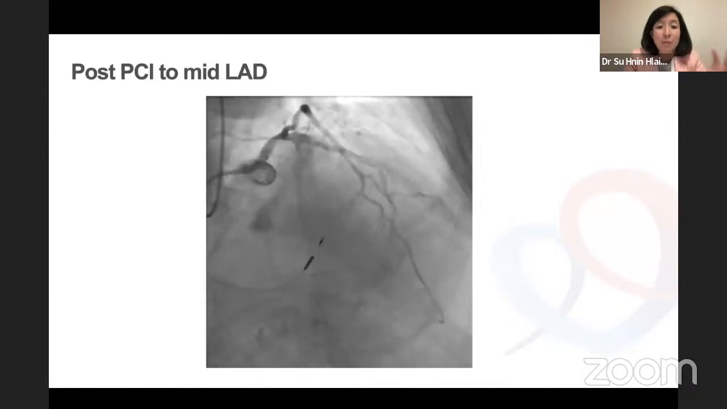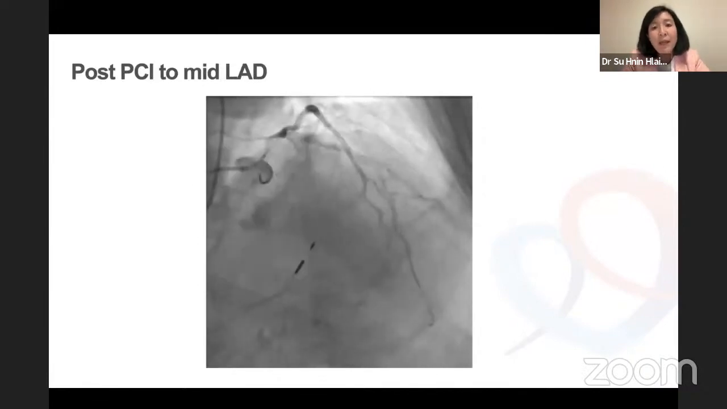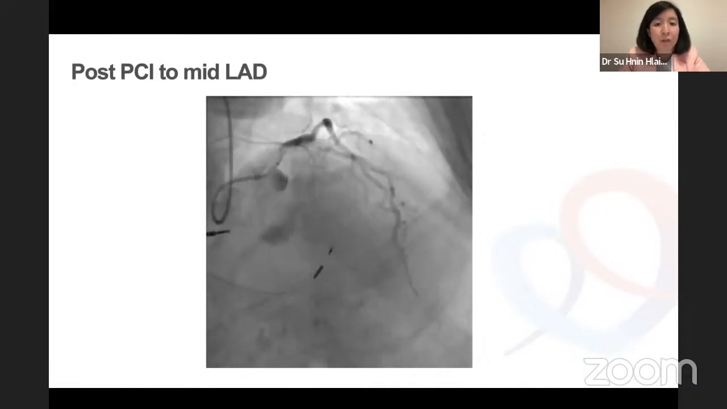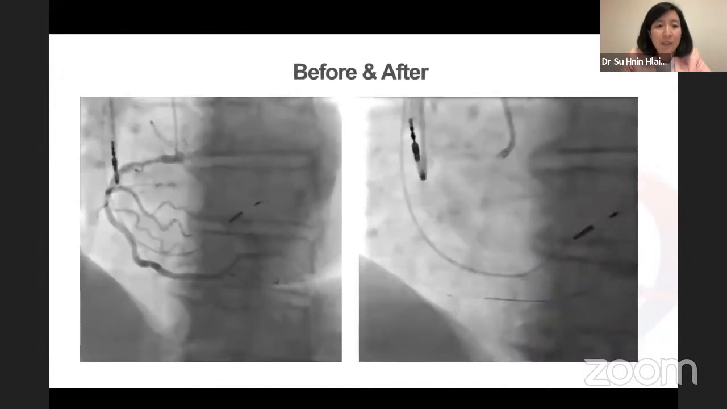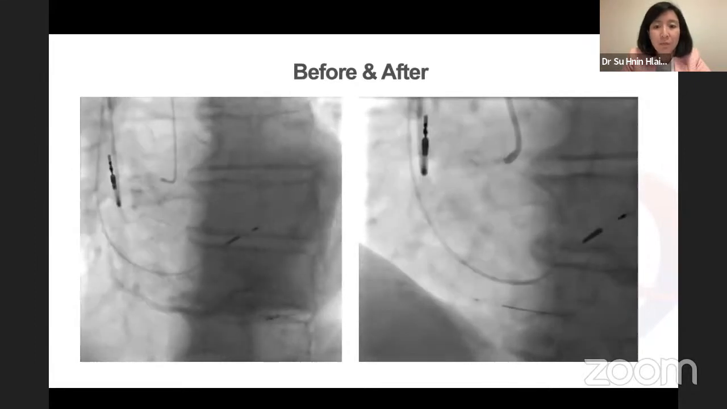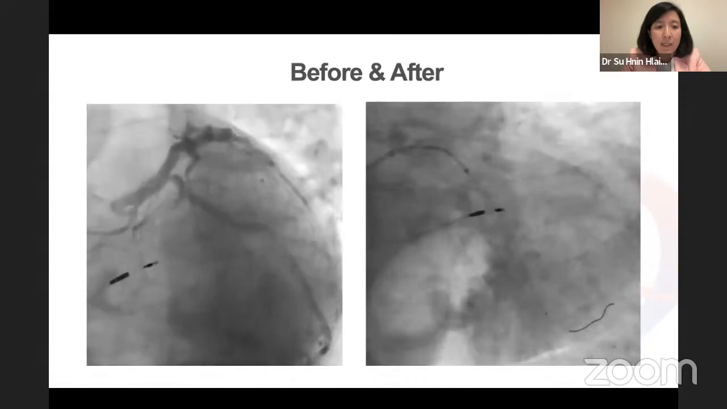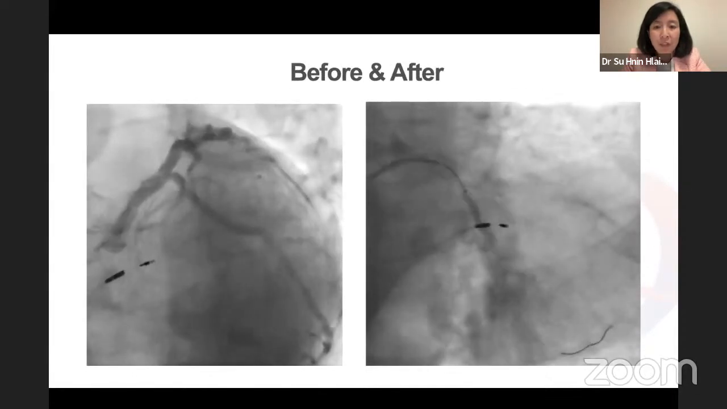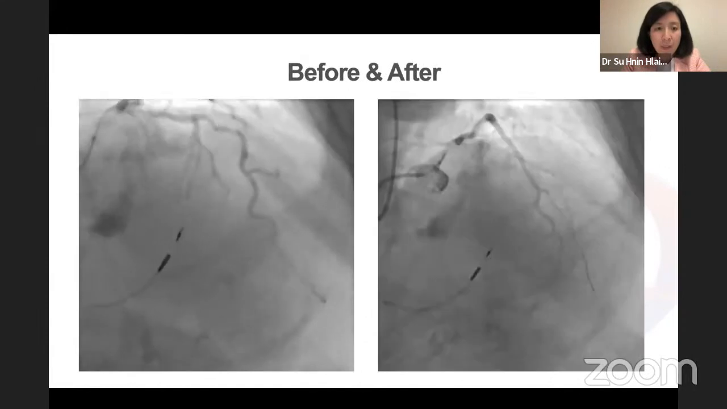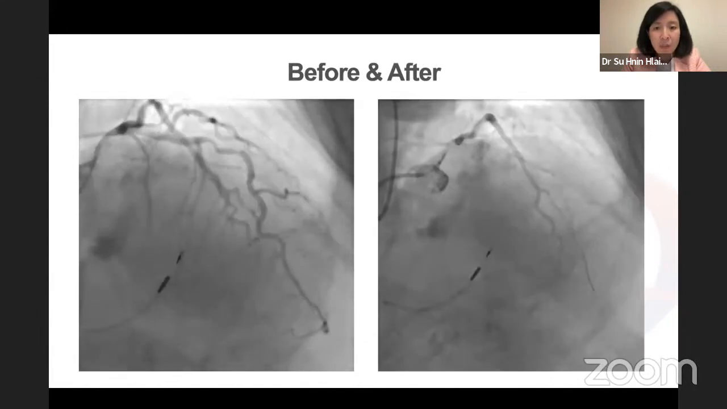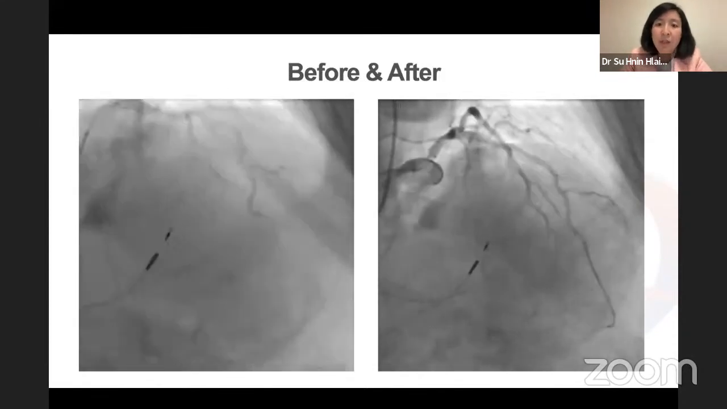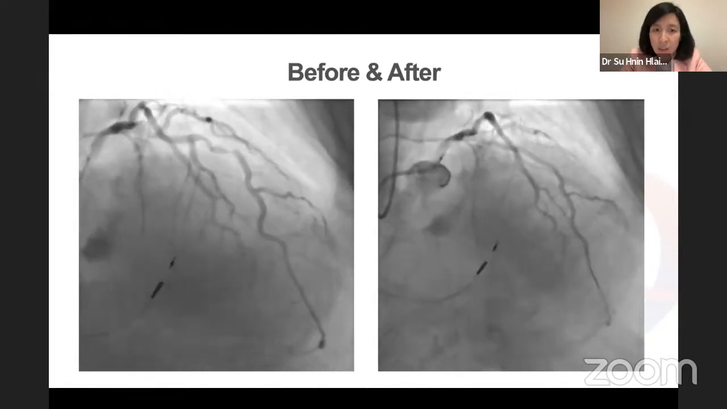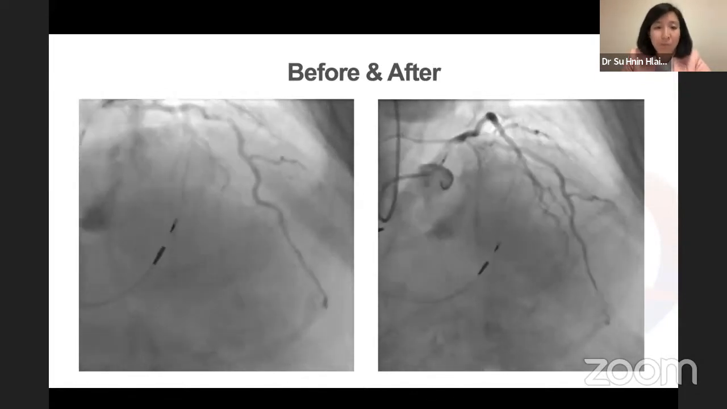Unfortunately, I couldn't find it. We did the IVUS before PCI to the LAD as well, but all the images were gone, couldn't find it. So this is the pre and post PCI of the RCA. And this is pre and post of the mid left circumflex. And this is the pre and post pictures of the mid LAD. So he has been pain free after that, and no more admission to the hospital with a cardiac problem.